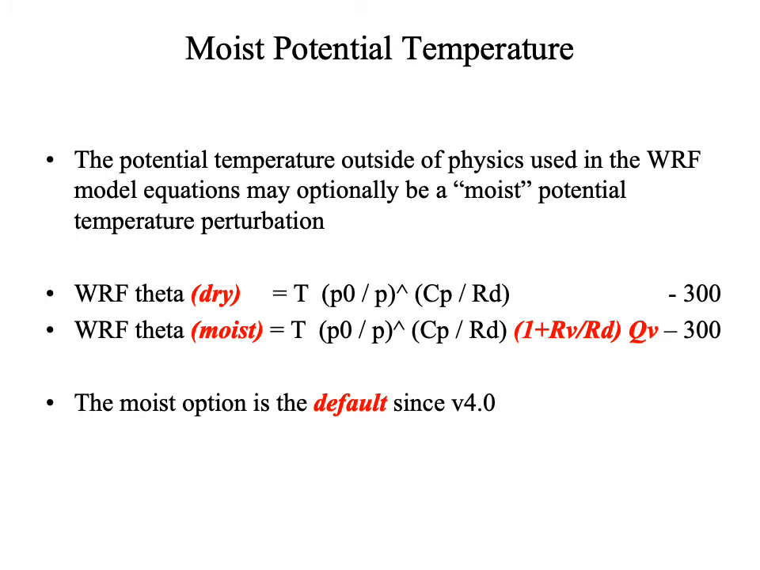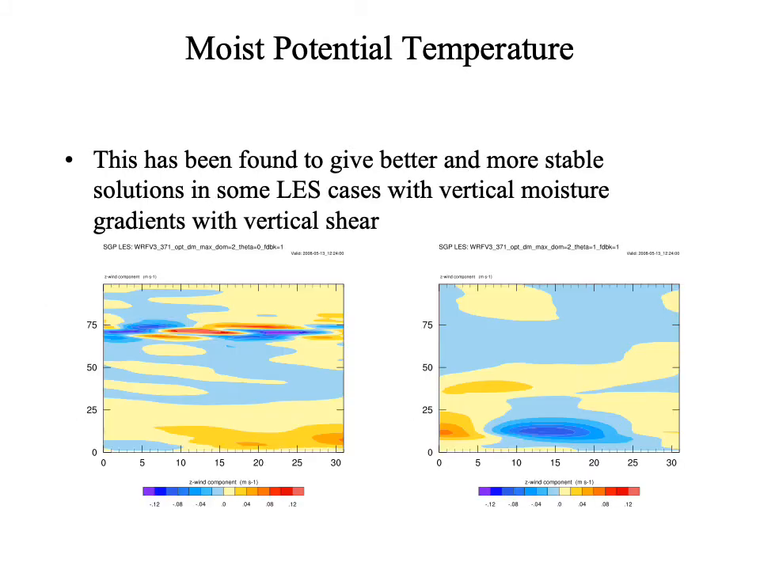Inside of the model, moist potential temperature is used for all of the thermodynamic computations. It's been found in a number of high-resolution cases that the moist potential temperature gives a better solution.